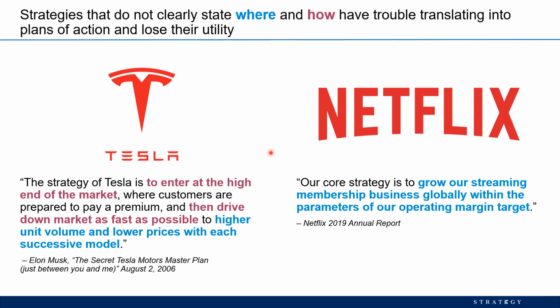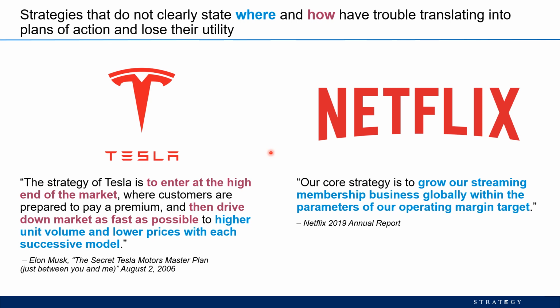So if we look at Tesla, Elon Musk stated that the strategy of Tesla is to enter at the high end of the market where customers are prepared to pay a premium, and then drive down market as fast as possible to higher unit volume and lower prices with each successive model. So that is Tesla's strategy. Now let's look at Netflix's strategy. They state in their 2019 annual report that Netflix's core strategy is to grow their streaming membership business globally within the parameters of their operating margin targets.